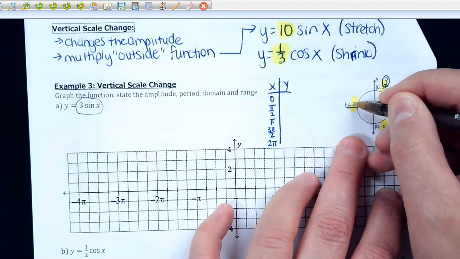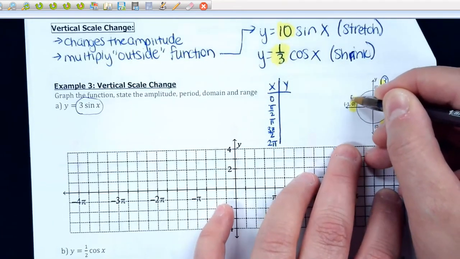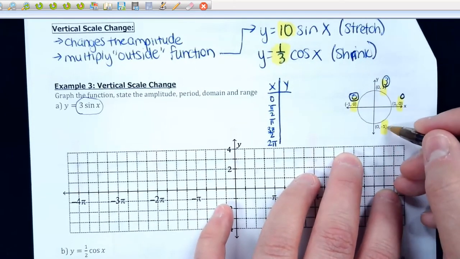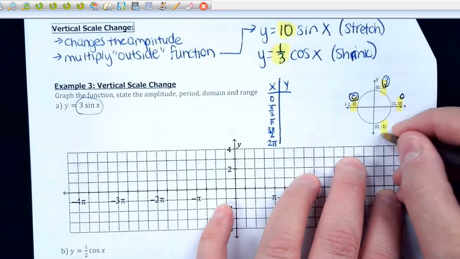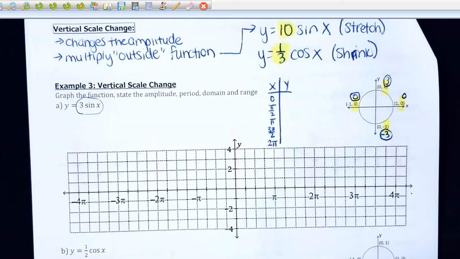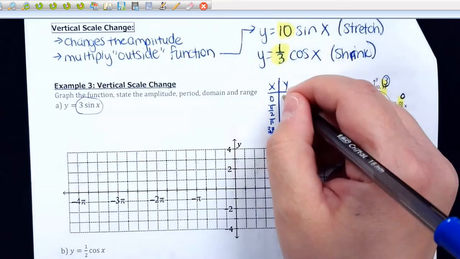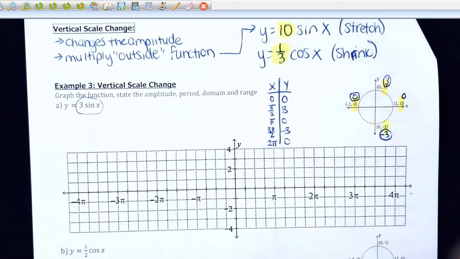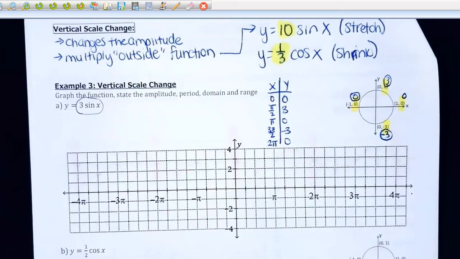3 times the sine here would be 3 times 0, so this is going to stay 0. And then when I'm at 3 pi over 2, my sine is -1. If I multiply that by 3, that's going to be -3, and then we're back at 0. So our table would be 0, 3, 0, -3, 0. All this is going to do is change the height of your wave.